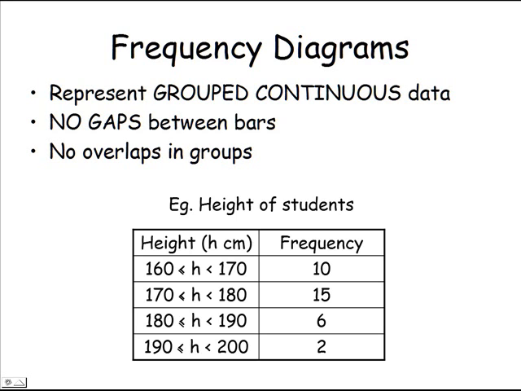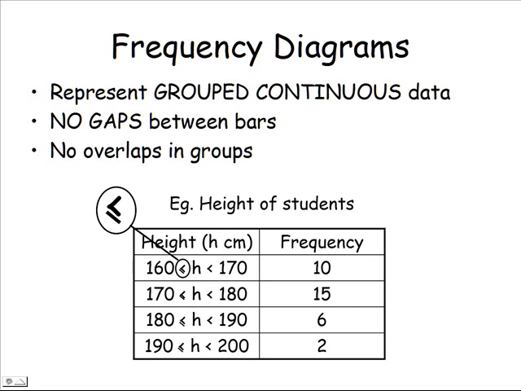We count our data into groups, counting how many individuals belong in each group or class. Groups mustn't overlap, so it must always be clear which group an individual will be counted in. For example, here is some data about 33 students' heights. 10 of them are between 160 and 170 centimetres, 15 between 170 and 180, 6 between 180 and 190, and 2 between 190 and 200.